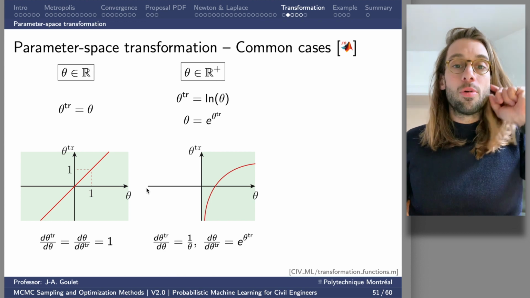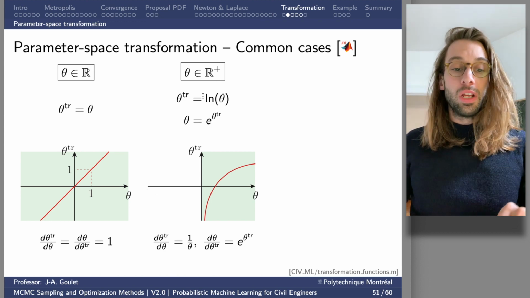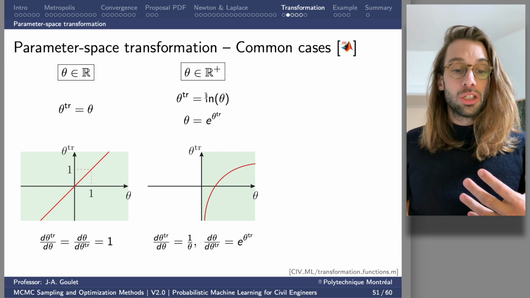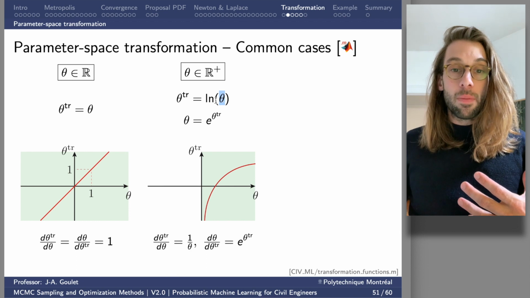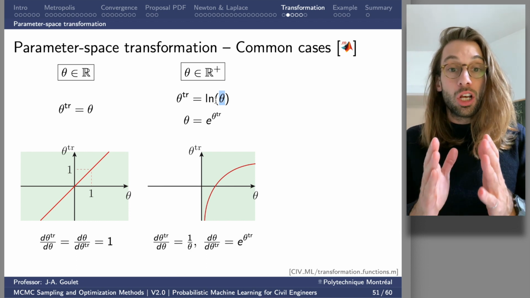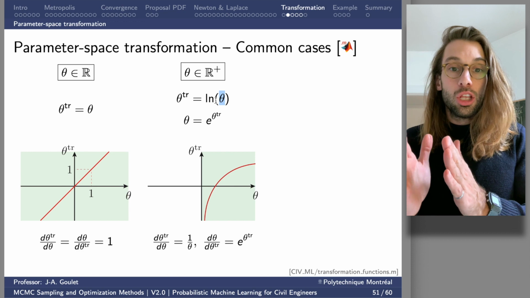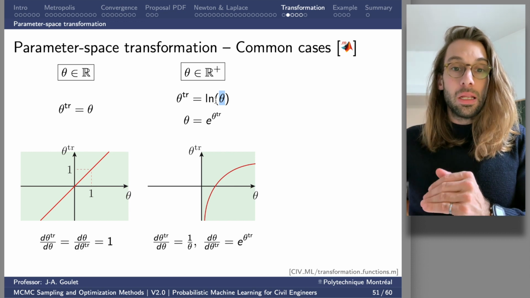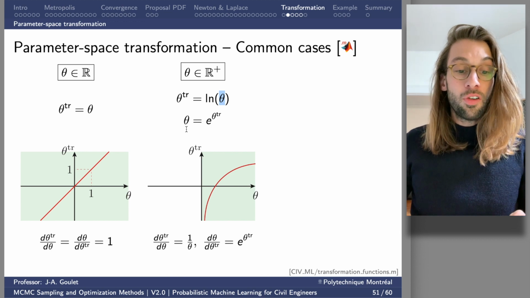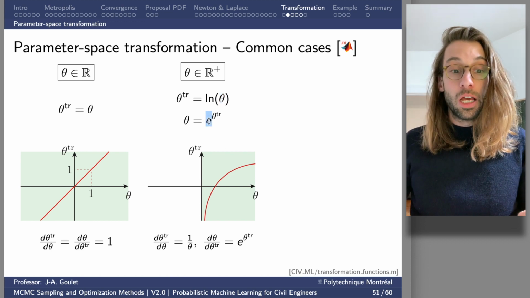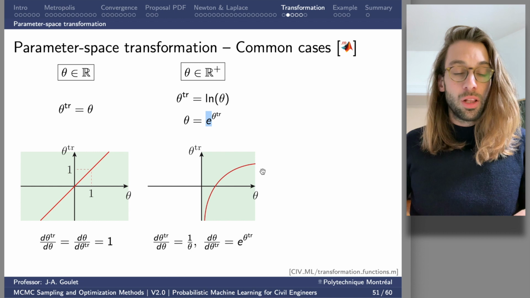What if our parameter value is defined only in the positive space? In that case, I want to use a transformation such as the log of my parameter. By taking the log of my parameter, it is going to go from a positive domain to a domain that is defined in the range minus infinity to plus infinity. And the inverse of the function is going to be simply the exponential. This is what we have illustrated here.